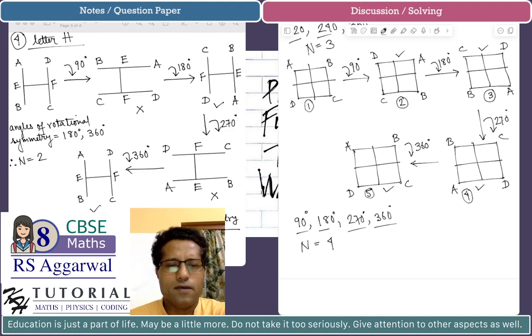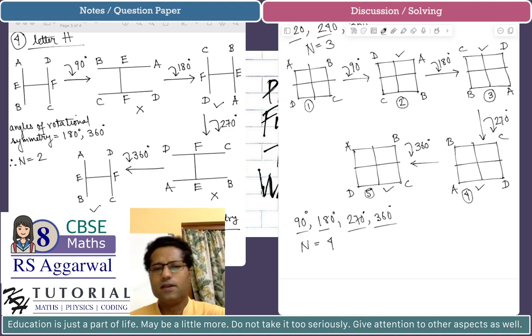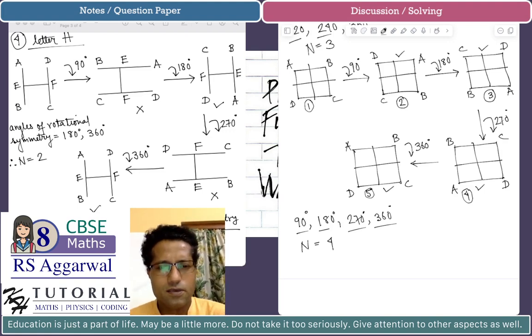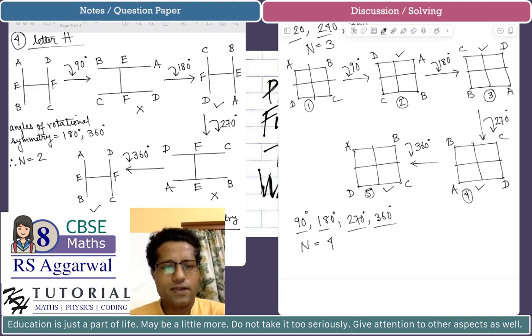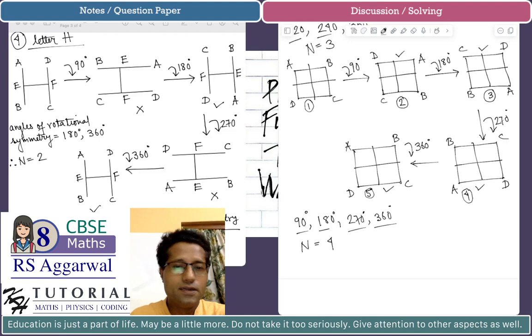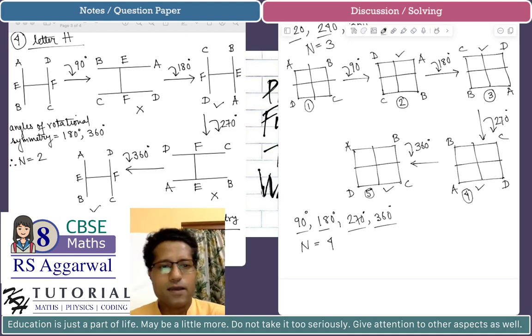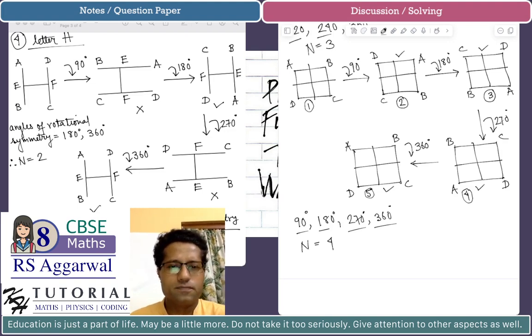Again, if you give a 270-degree angle of rotation from the initial position, then the letter H becomes horizontal, which is not looking identical. And finally, if you give a 360-degree angle of rotation clockwise, you will see the letter H is again looking identical. So for the letter H, 180 degrees and 360 degrees are the angles of rotational symmetry, and hence the order of rotational symmetry n is 2 for letter H.